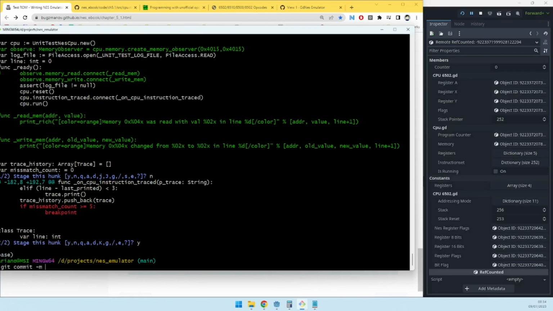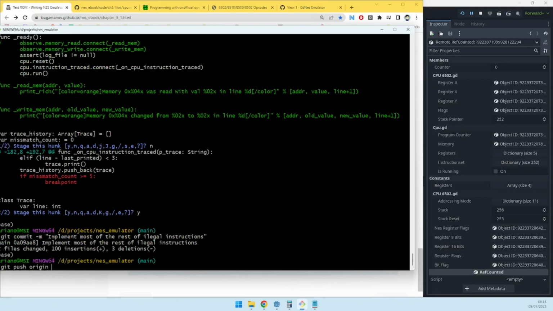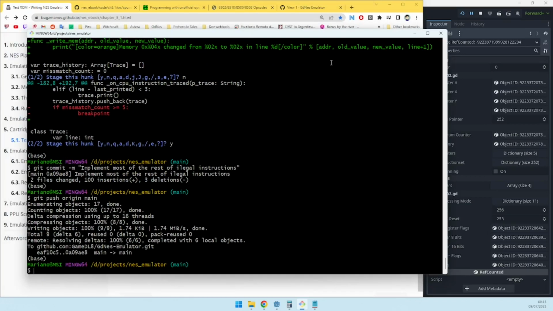Git commit and implement the rest of the illegal instructions. Most of the rest. Git push origin main. So there we go.